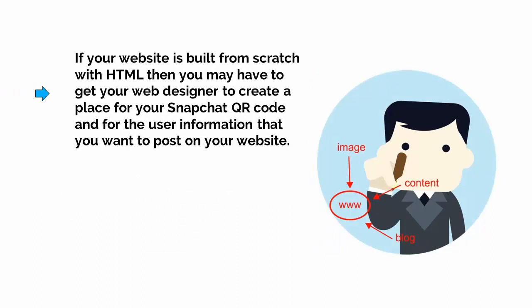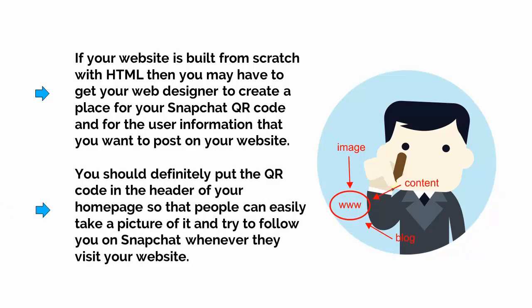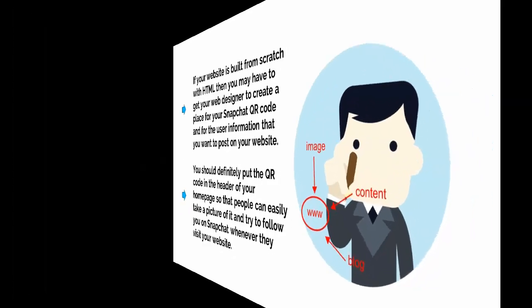If your website is built from scratch with HTML, then you may have to get your web designer to create a place for your Snapchat QR code and for the user information that you want to post on your website. You should definitely put the QR code in the header of your homepage so that people can easily take a picture of it and try to follow you on Snapchat whenever they visit your website.